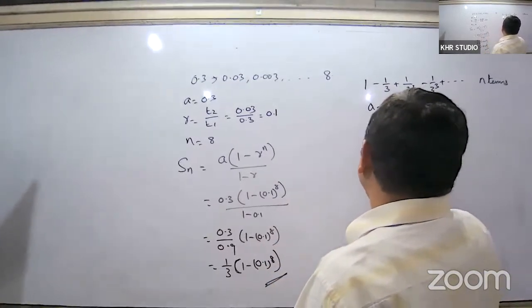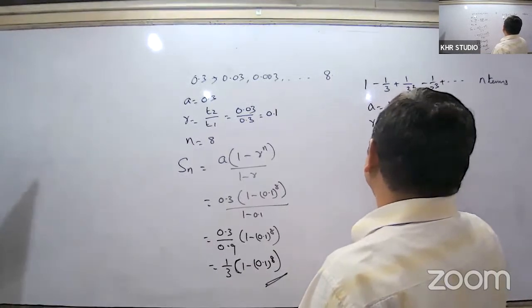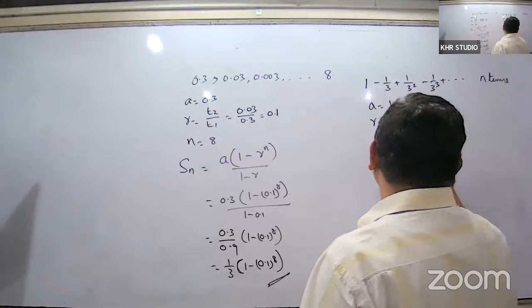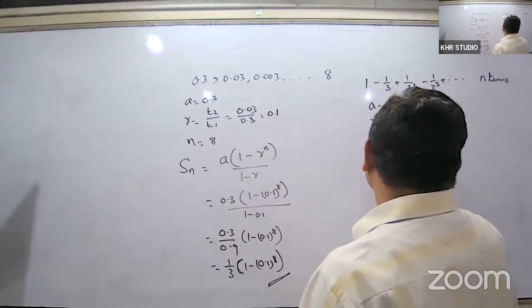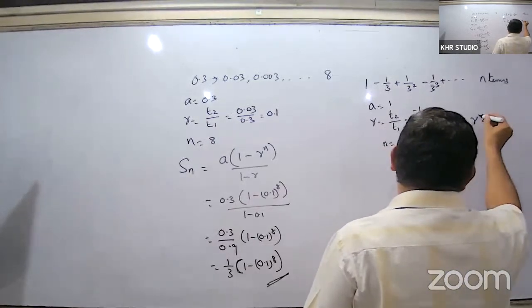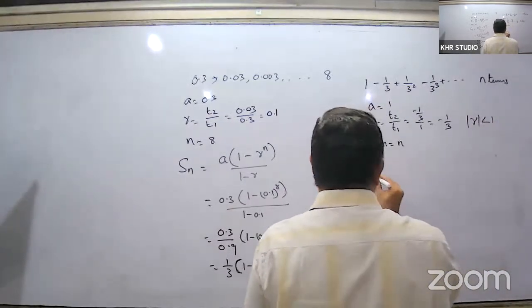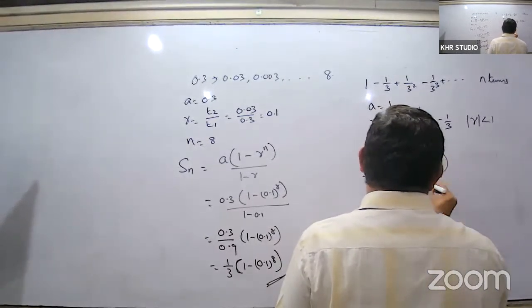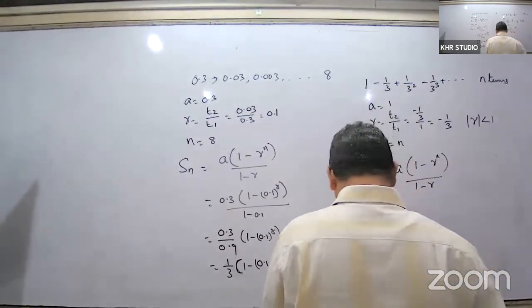R is equal to T2 upon T1. Minus 1 by 3 upon 1, minus 1 by 3. N is the same as N only. Then R is less than 1 now. Yes. So the formula is Sn equal to A into 1 minus R to the n, divided by 1 minus R. Simplify and then.